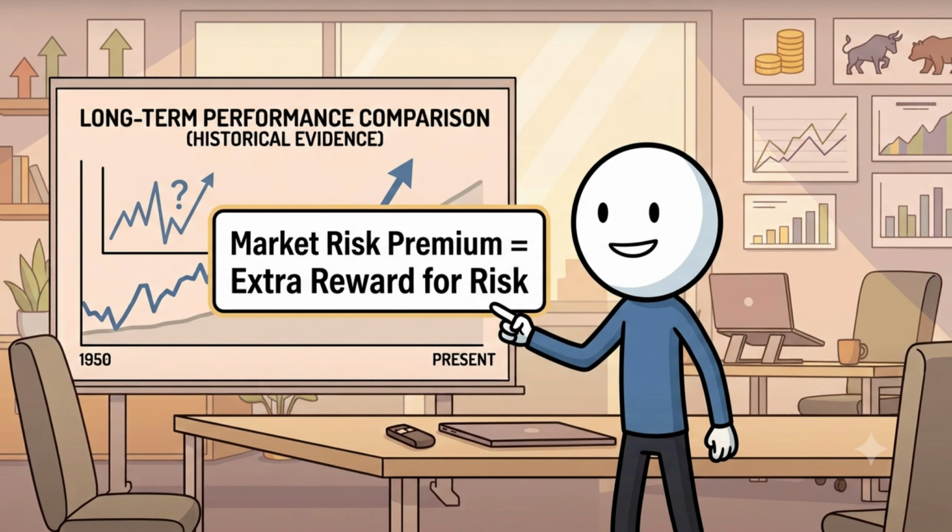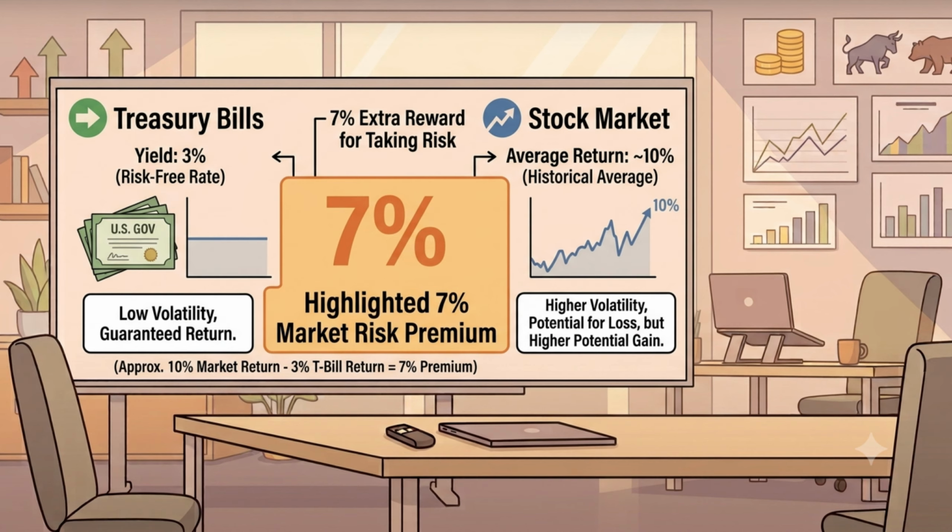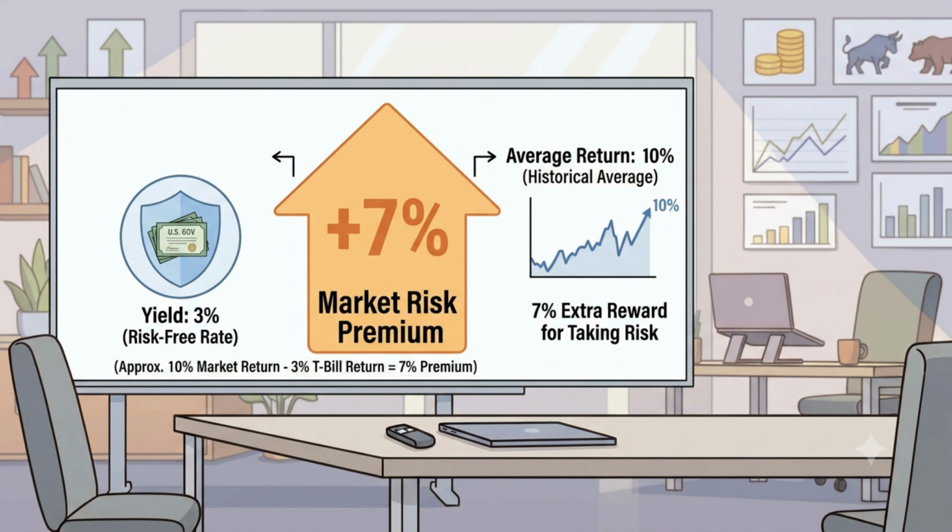This number is a revelation for John. It is his required return. It tells him that because he is taking on a project that is 1.5 times as sensitive as the market, he shouldn't settle for average returns. He needs to earn at least 13.5% to compensate himself for the systematic risk he is bearing.